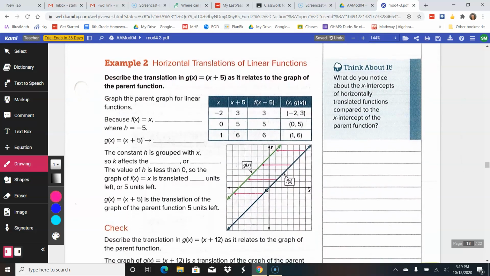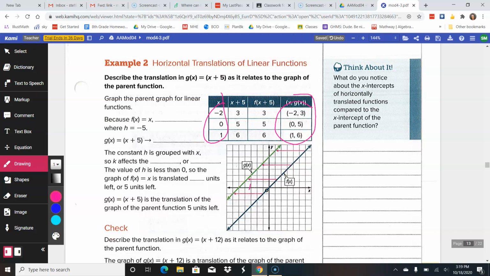So let's take a look at this graph here. If I have x plus 5, when I put in my values of -2, 0, and 1, here are my resulting values for my g of x. When I put in -2 plus 5, out comes 3. So I put in -2, and I get 3.